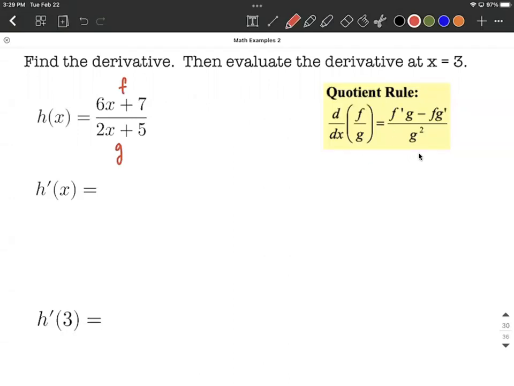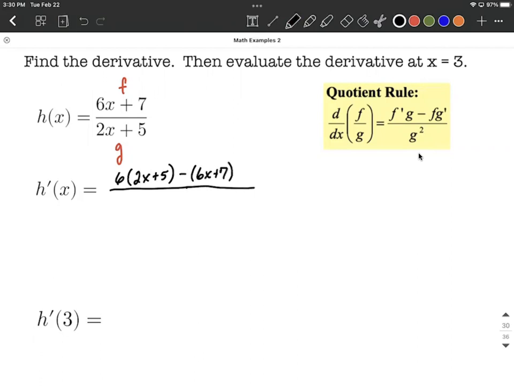So first, we want to take the derivative of the numerator. So the derivative of 6x plus 7 is just going to be 6 because it's linear. So the slope of that line is going to be 6, and then we just simply copy down the denominator. So that denominator is going to be 2x plus 5. And then from that, we want to subtract away. We copy down the numerator, 6x plus 7.